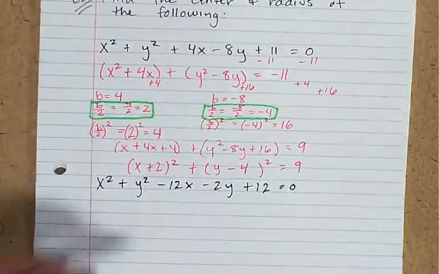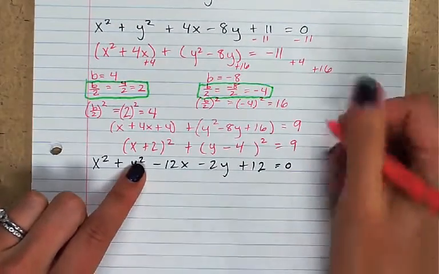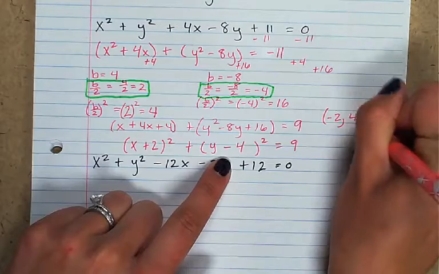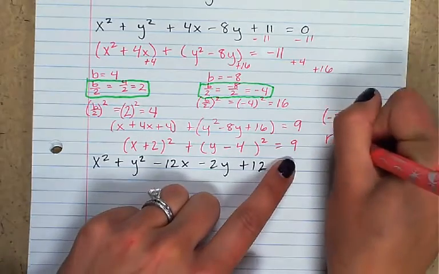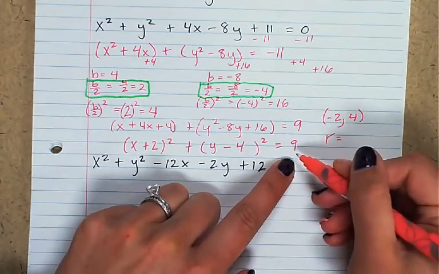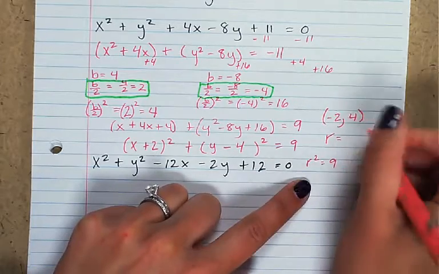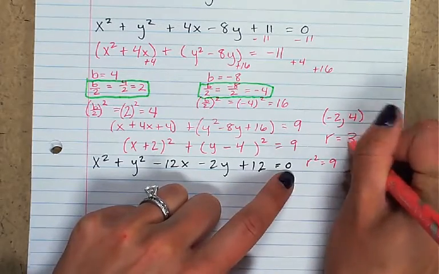The question says find the center and the radius. So the center is the ordered pair, opposite, opposite, negative 2, 4. The radius, remember this is the radius squared. So if r squared equals 9, then r on its own, if you square root both sides, we would get 3.